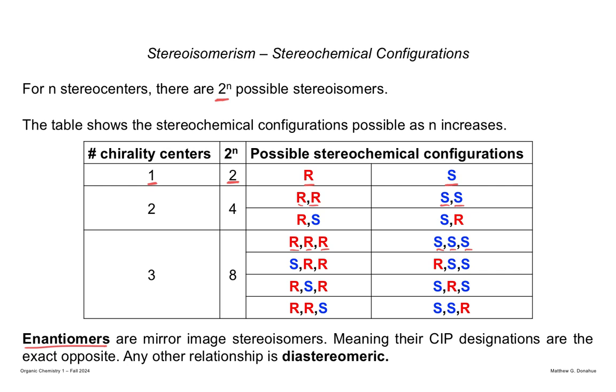What's a good way to say this? I think for any n, you're always going to have n pairs of enantiomers, but then the number of diastereomeric relationships will be greater. Is that right? Equal or greater. Let me put that in there to save my butt.